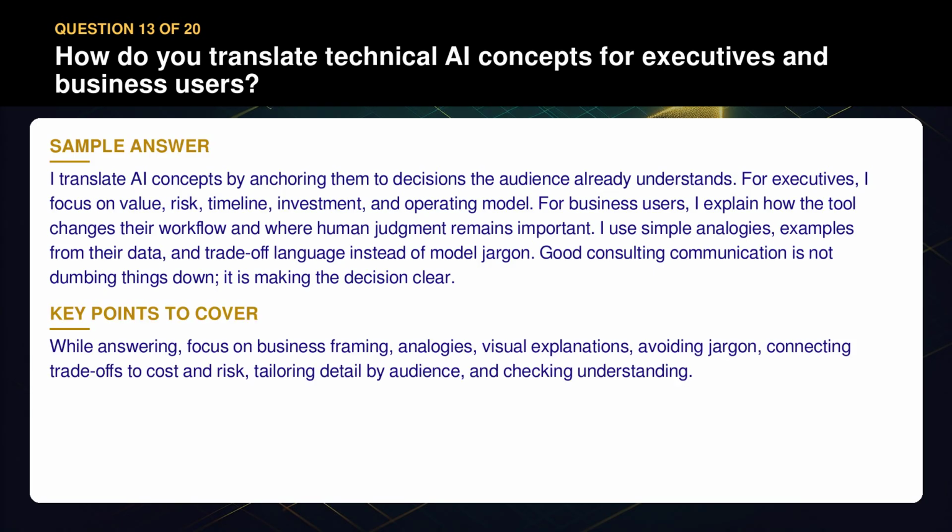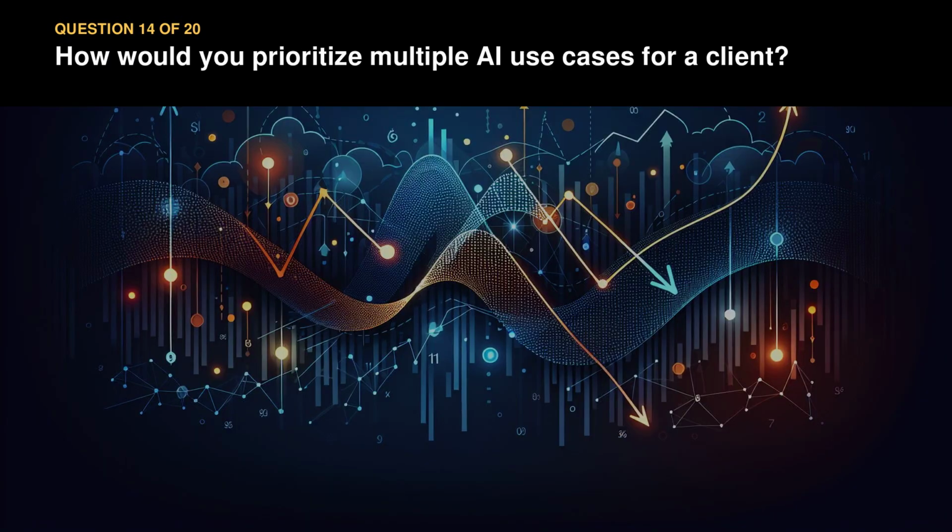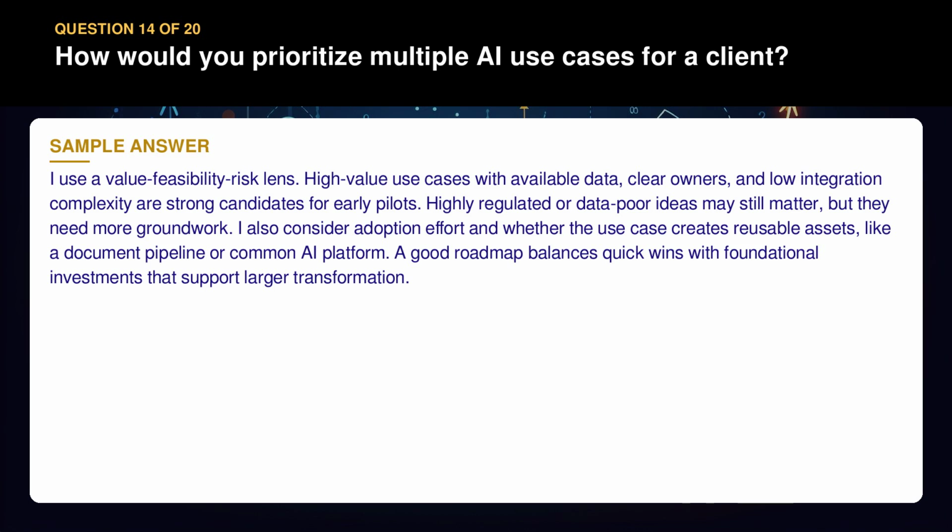While answering, focus on business framing, analogies, visual explanations, avoiding jargon, connecting trade-offs to cost and risk, tailoring detail by audience, and checking understanding. Question 14. How would you prioritize multiple AI use cases for a client? I use a value, feasibility, risk lens. High-value use cases with available data, clear owners, and low integration complexity are strong candidates for early pilots. Highly regulated or data-poor ideas may still matter, but they need more groundwork.